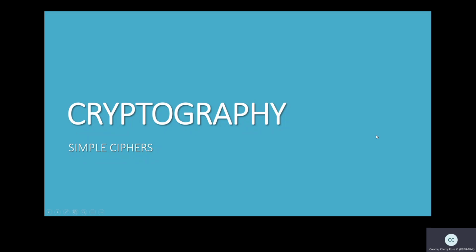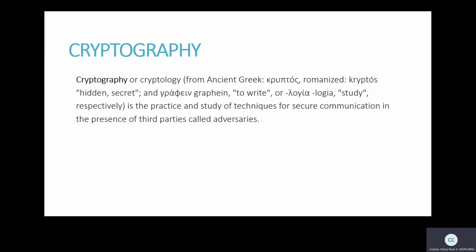Okay, what is cryptography, by the way? Cryptography or cryptology, from the ancient Greek meaning cryptos, or hidden secret, and to write or study for cryptology. It's the practice and study of techniques for secure communication in the presence of third parties called adversaries. So we use cryptography to write a hidden or secret message, or it is the study of techniques to secure communication between parties.